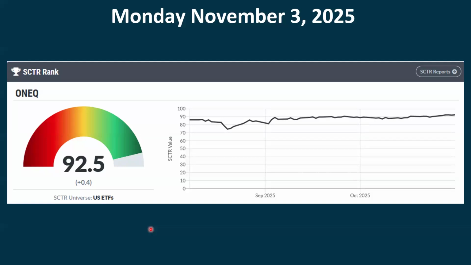Coming in first place is the NASDAQ. And it's been doing pretty good here. This is the QQQ, that's the ETF for the NASDAQ composite, and it's at 92.5, and that's a good solid score.